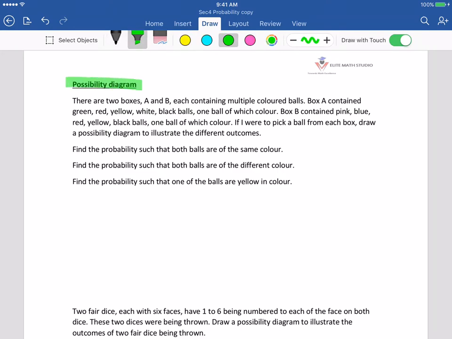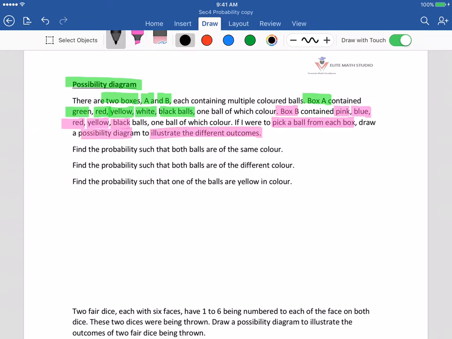I'm going to do 2 questions for you. Let's read first. There are 2 boxes, A and B, each containing multiple colored balls. Box A contains green, red, yellow, white, and black balls, one ball of each color. For box B, it contains pink, blue, red, yellow, black balls, one of each color. If I were to pick a ball from each box, draw the possibility diagram to illustrate the different outcomes.